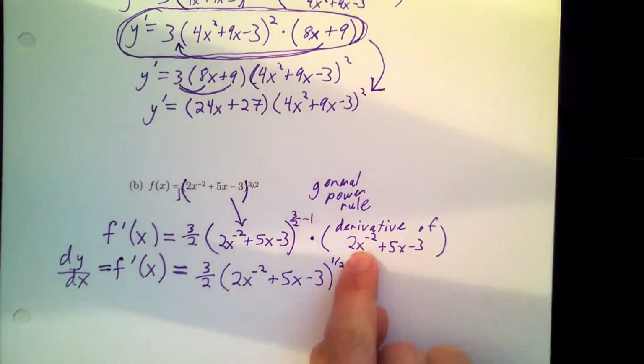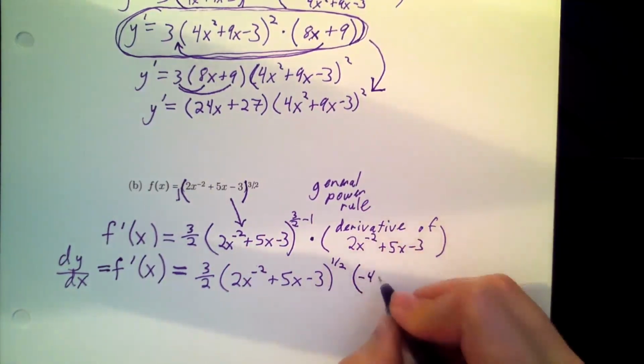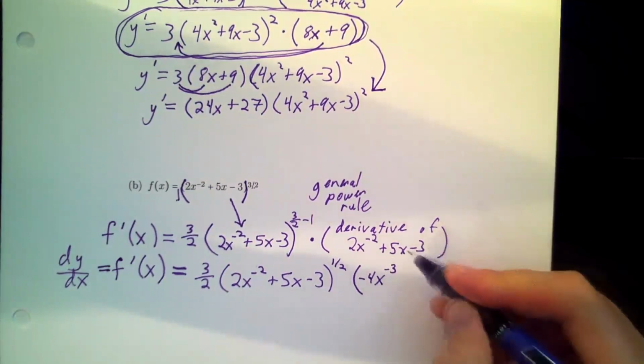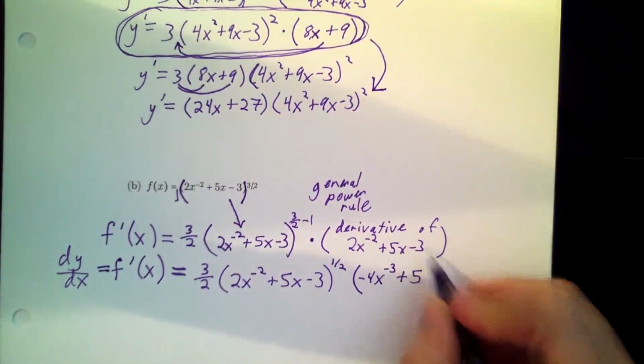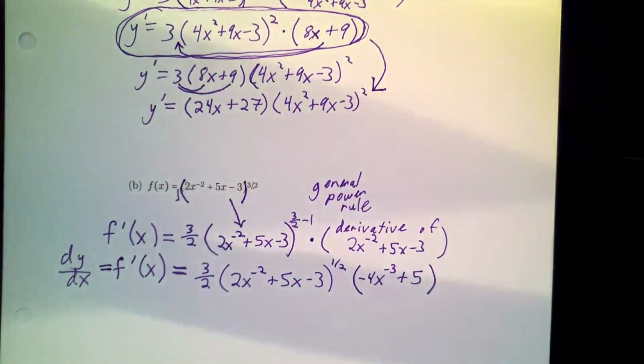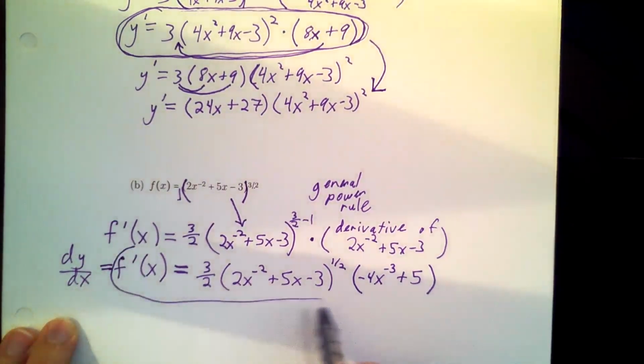For this one, I do a power rule. 2 times negative 2 is negative 4. x to the negative 2 minus 1 is negative 3. The derivative of 5x is 5, and the derivative of minus 3 is 0. So we get here, and we're done. This is my derivative function.